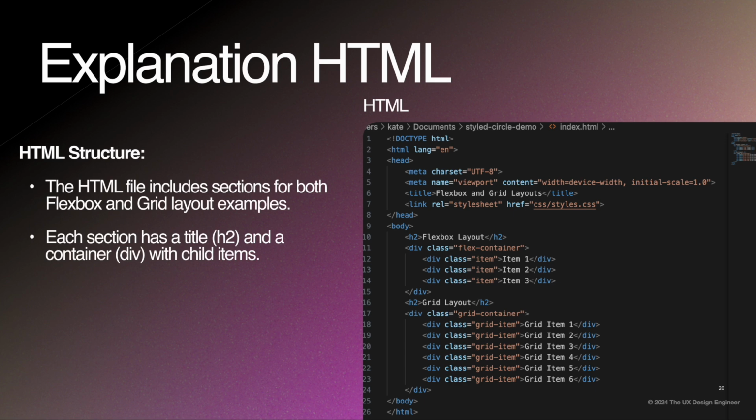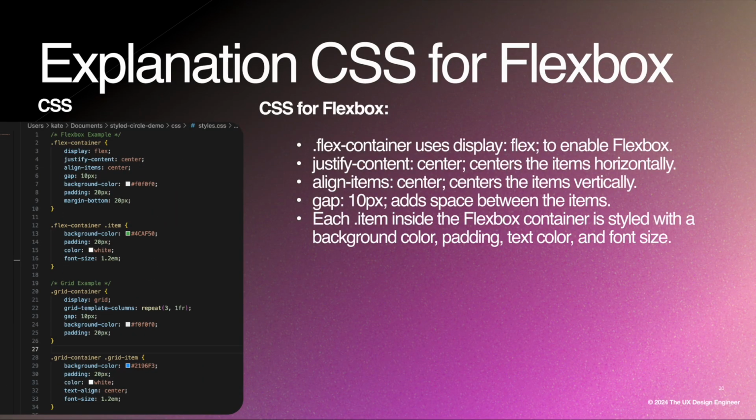The HTML file includes sections for both Flexbox and grid layout examples. Each section has a title H2 and a container div with child items. .flex-container uses display: flex to enable Flexbox, and justify-content: center centers the items horizontally. The align-items: center centers the items vertically, and then gap: 10px adds space between the items. Each .flex-item inside the Flexbox container is styled with a background color, padding, text color, and font size.